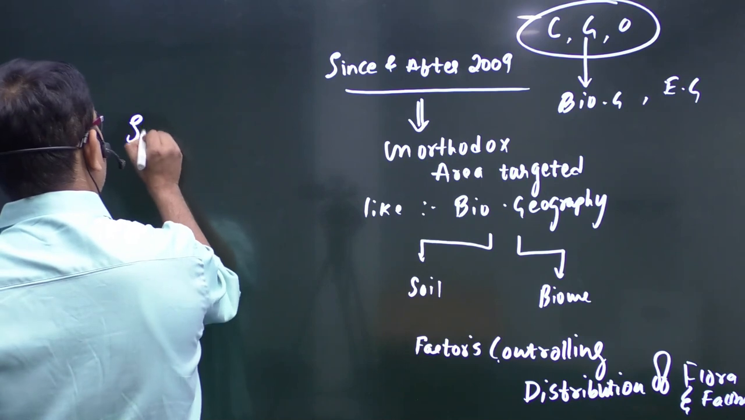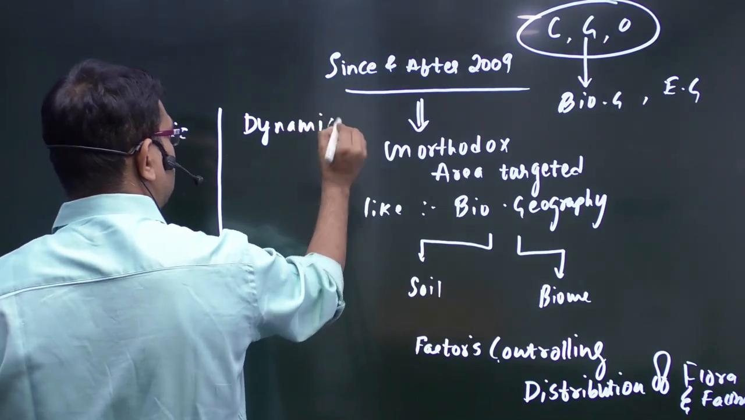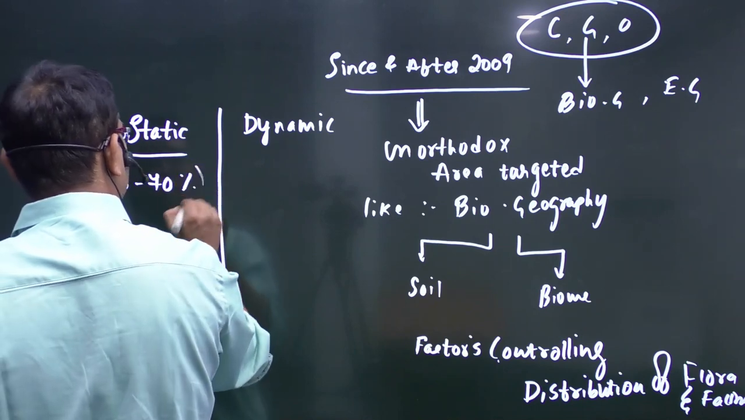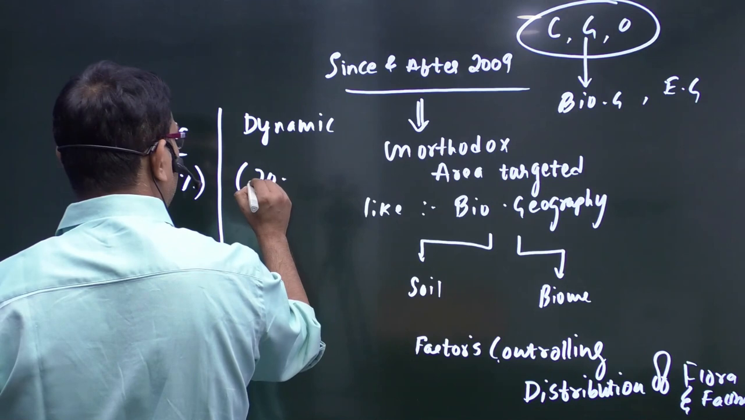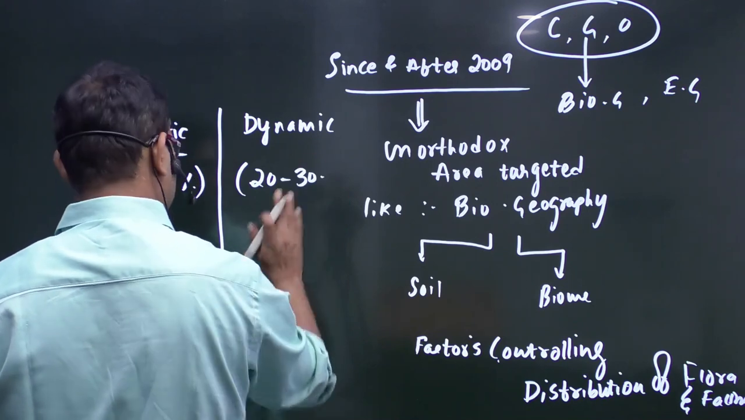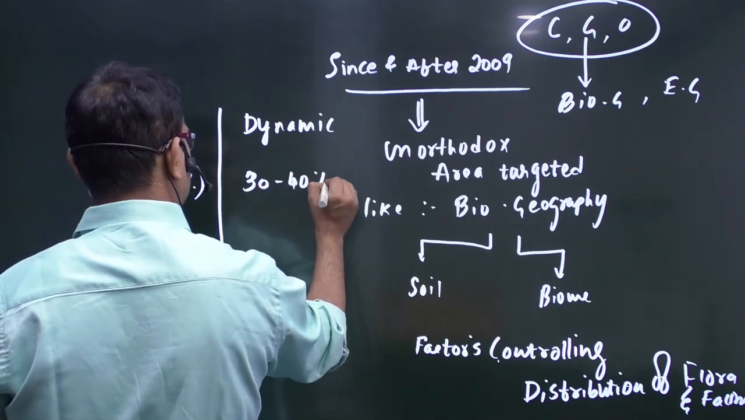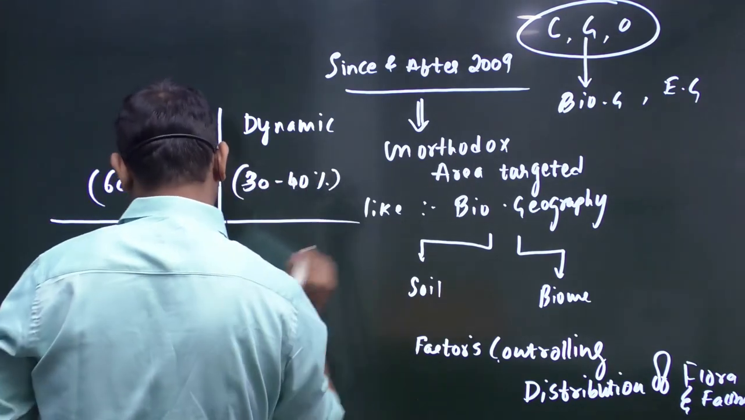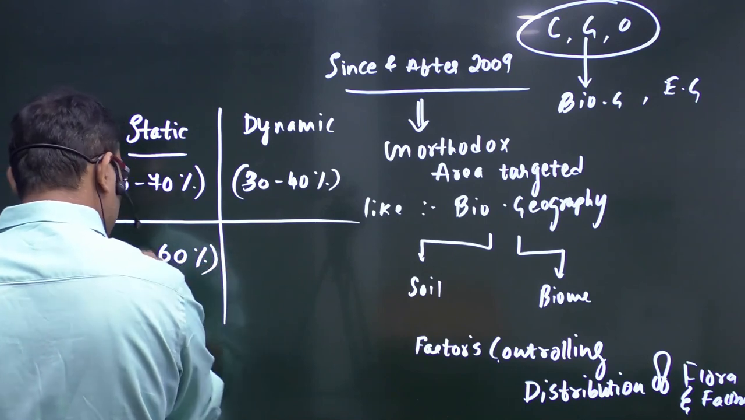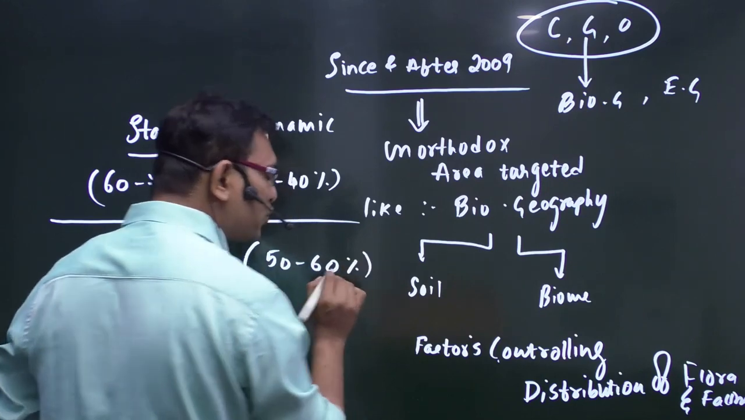Previously, if I say static and dynamic, the static portion was 60 to 70% and the dynamic portion was 30 to 40%. But now, after 2009, the static area has reduced to 50 to 60% and the dynamic area has increased. The nature of questions has changed.